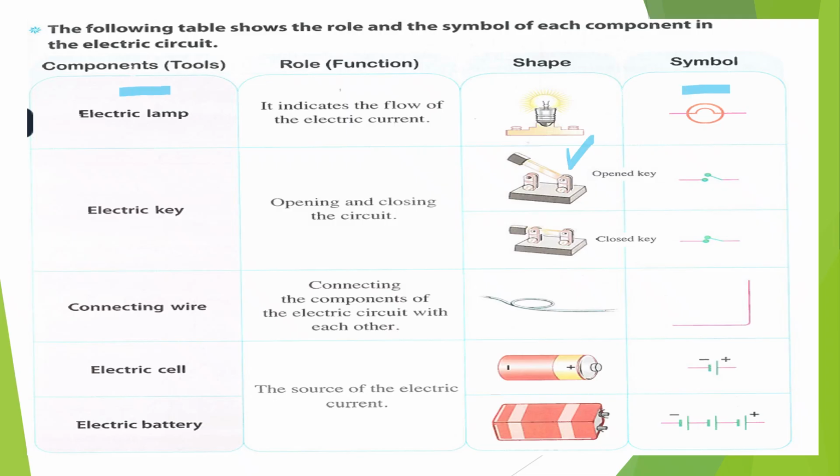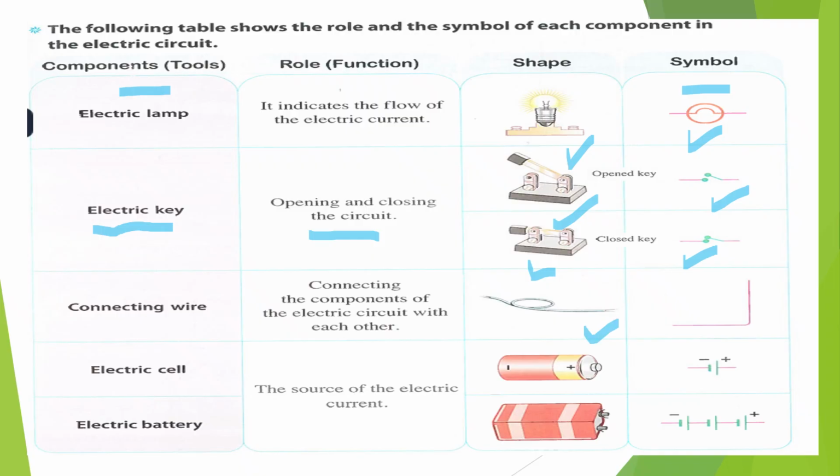My dear students, here are some components of the electric circuit and their symbols. We have an electric lamp, and this is its symbol. The electric switch or electric key is used to control opening and closing the circuit. And here we have its symbol. Here's the circuit with the key open. On the other side, the key is closed. And this is the symbol of the closed key. When I say closed key, I mean it is connected to the other parts.